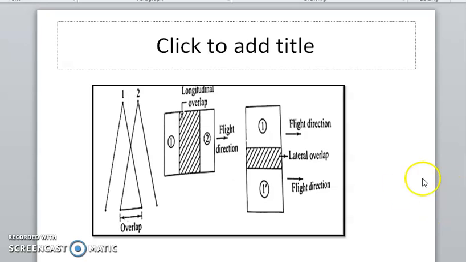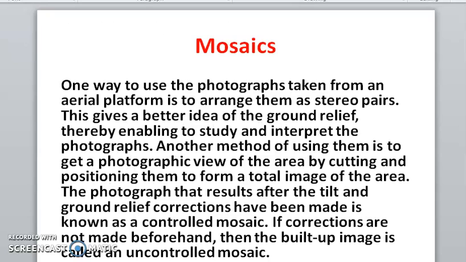You can see the overlap. This is a longitudinal overlap. Flight direction is this. This is a lateral overlap. Flight direction is this. This is the mosaic.